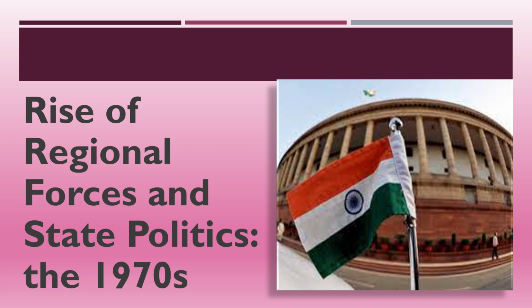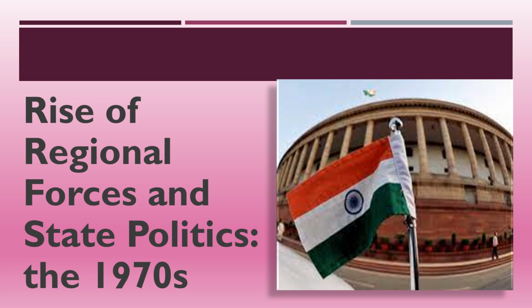The leadership of Congress and Indira Gandhi was challenged by the JP movement and Gujarat agitation in the 1970s. Unable to meet the challenge of the regional forces, the JP movement and the verdict of the Allahabad High Court against Indira Gandhi, the center imposed emergency in the country for 20 months, 1975 to 1977.